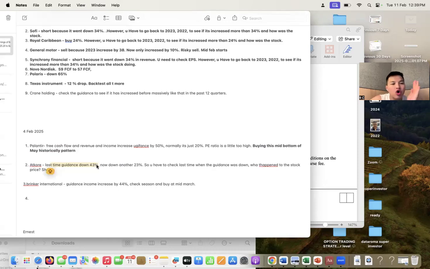So you really have to go back and look at each of the times. A better question: look at last time when it came down around 23%, more or less, what happened to the stock price at that moment? I wrote it down here. So you have to check last time what happened to the stock price. But it's only down 23%, it's not big. Brinko International, guidance increased by 44. Check season and buy at mid-March.